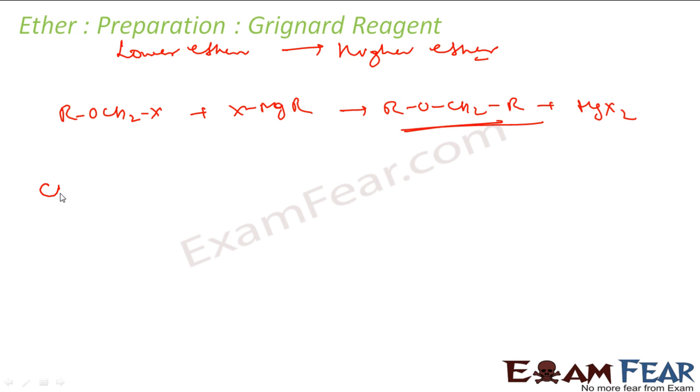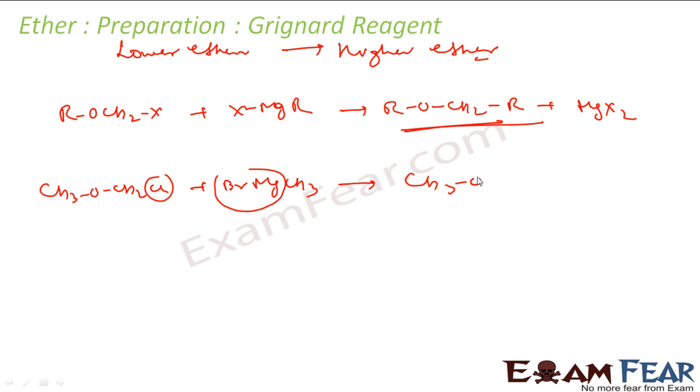If you want to take one example, CH3OCH2Cl is the small ether, and here I'll add the Grignard reagent, CH3MgBr. What will happen is this Cl will come out. You will get CH3OCH2 with CH3 instead of Cl, and I get MgBrCl. This is a typical reaction.